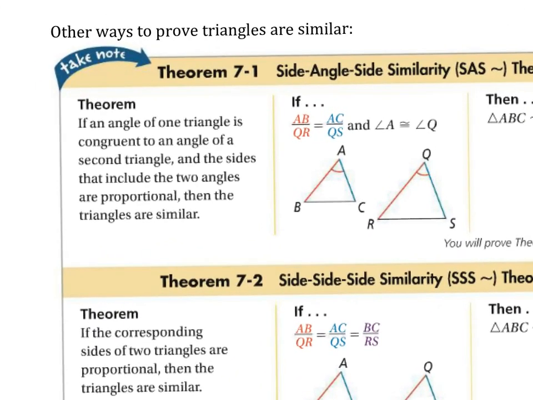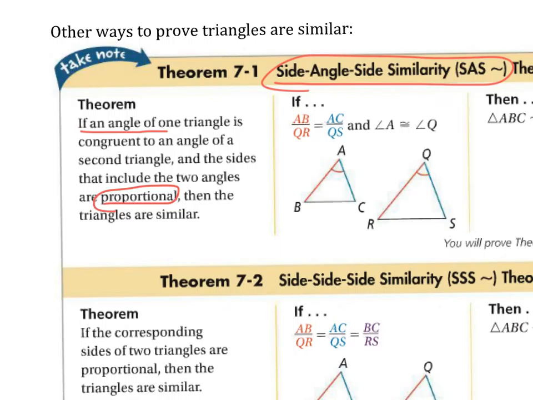And this first one is called side-angle-side similarity. If an angle of one triangle is congruent to an angle of a second triangle, and the sides that include the two angles, hence the side-angle-side, are proportional. So here's the key difference. We're talking about proportional instead of congruence. Then the triangles are similar.